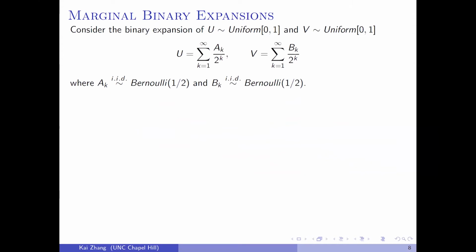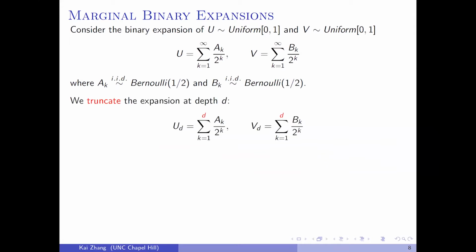The filtration is constructed through this classical probability result of binary expansion. Recall that we are now in a copula setting where the marginal distributions are uniform (0,1). For uniform (0,1) variables, we can decompose them into a weighted sum of binary variables, where these variables are IID Bernoulli halves, and we can apply this result to both marginal distributions. And we can truncate the expansion up to a certain depth d. After the truncation, it's easy to see that U_d and V_d are nothing but discrete uniform variables over dyadic fractions.